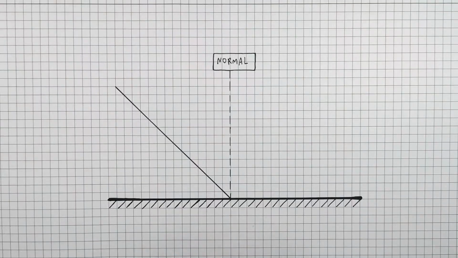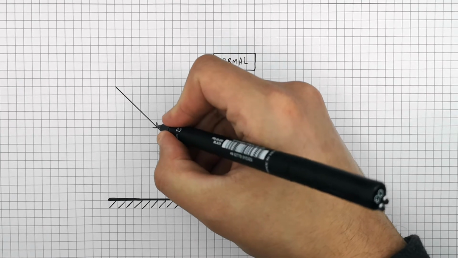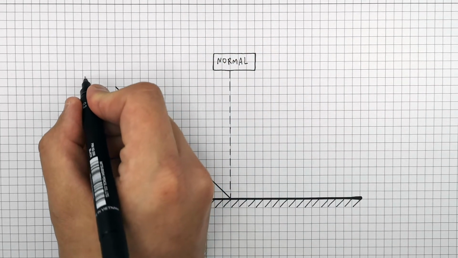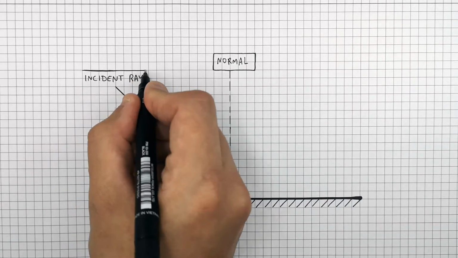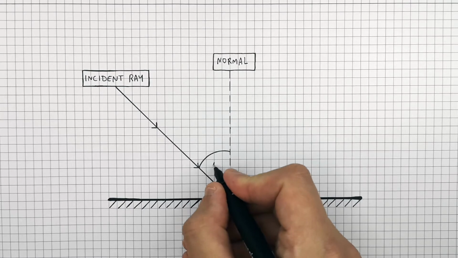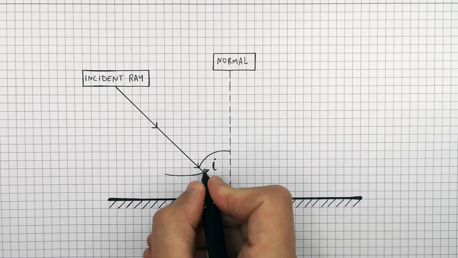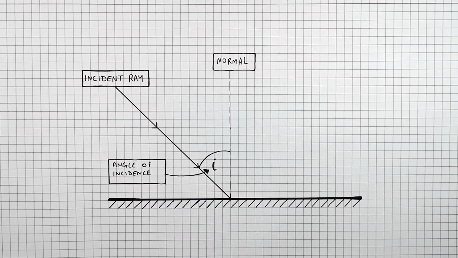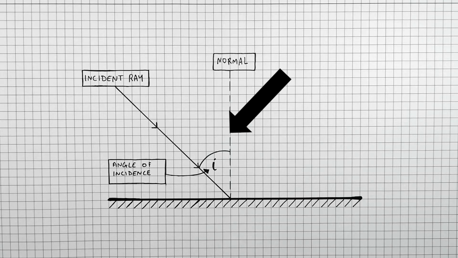This is the incident ray. It is the ray that approaches the boundary. So this wave approaches the boundary. It's called the incident ray. And this angle between the incident ray and the normal is called the angle of incidence. Angle of incidence. So the angle of incidence is the angle between the incident ray and the normal.